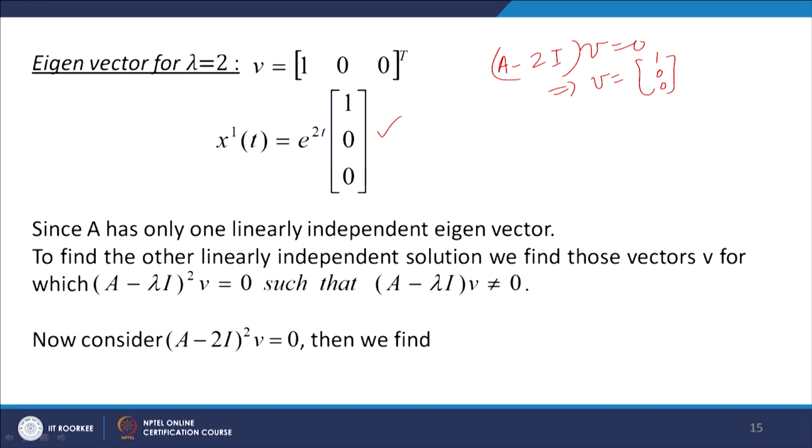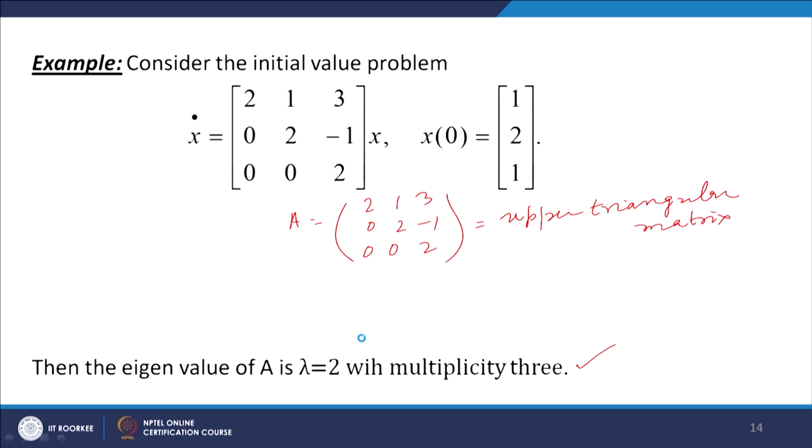Since A has only one linearly independent eigenvector, we get one solution. To find the other linearly independent solutions, we find those vectors B for which (A minus lambda I) whole square B equals 0, such that (A minus lambda I) B is not equal to 0, where lambda is equal to 2 here. So, now consider (A minus 2I) whole square B equal to 0. A minus 2I is this matrix: 0 1 3, 0 0 minus 1, 0 0 0.